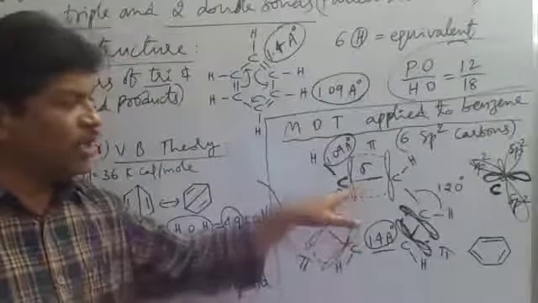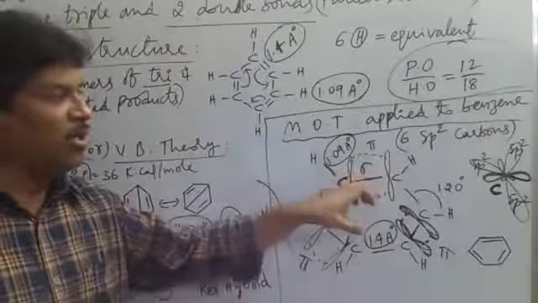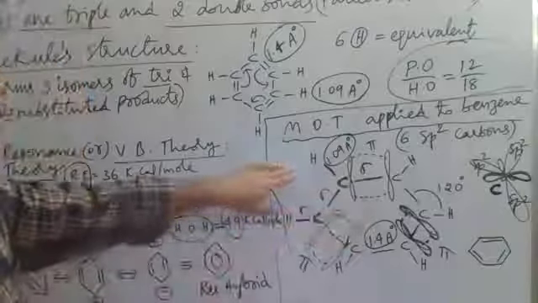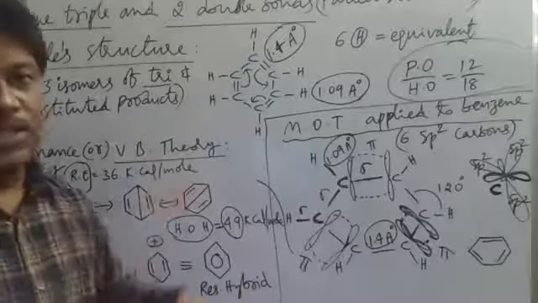Then it is about the hybridization of each carbon atom in benzene, and the molecular orbital diagram of the benzene molecule. In this way we can explain the structure of the benzene.